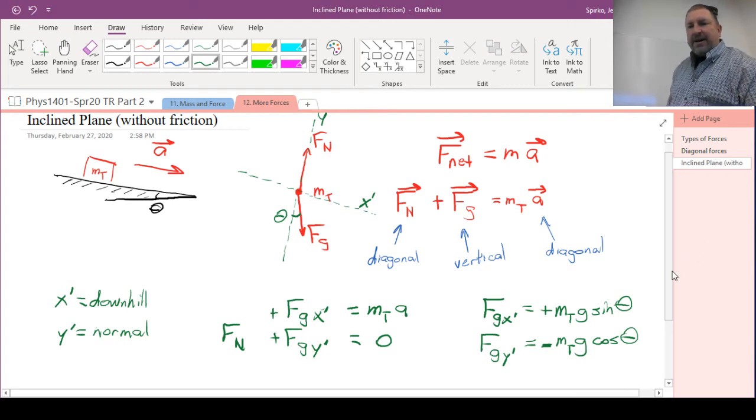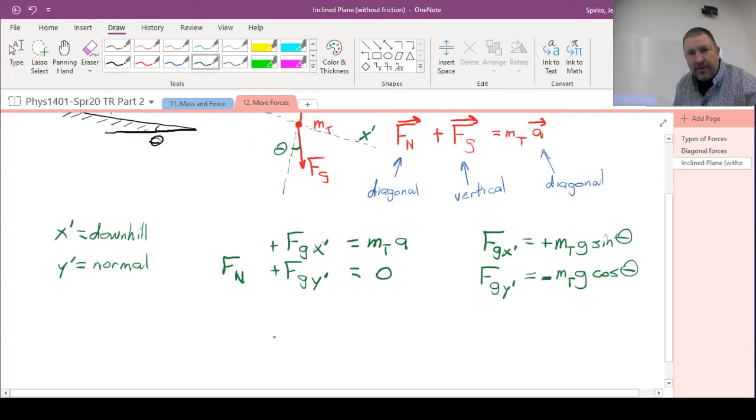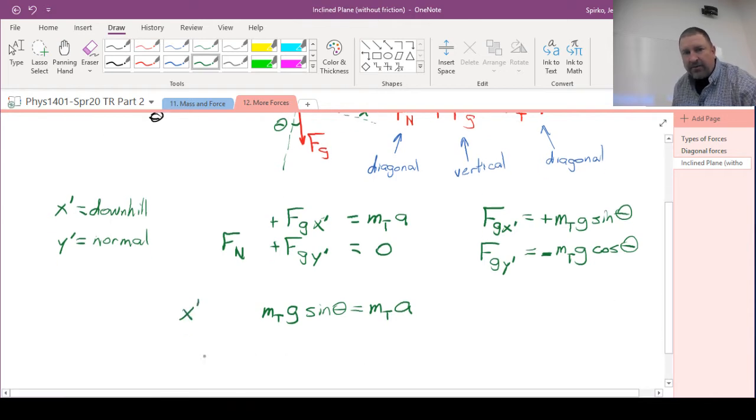So now my equations look like this. M total g sine theta equals M total a. That's my x prime equation. And my y prime equation is force normal minus M total g cosine theta, and that's 0.